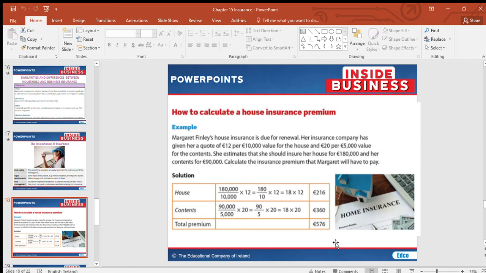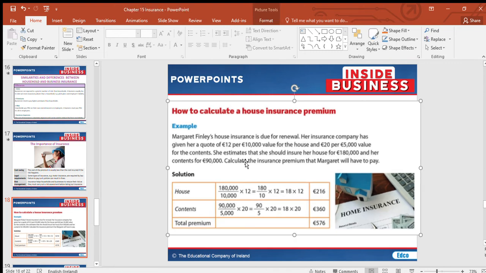Now obviously that's not a whole lot of money, considering that her house and her contents add up to 270,000 euro valuation. If they were to be completely destroyed, she'd lose just over 250,000, and she only has to pay 576 euro for insurance for the year. So the insurance generally isn't as expensive. For motor insurance, it's much more expensive because the likelihood of claiming is much higher.